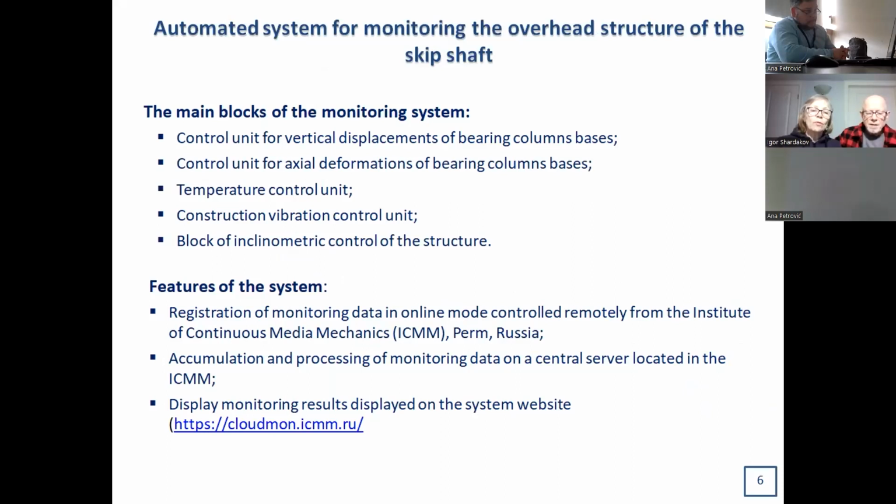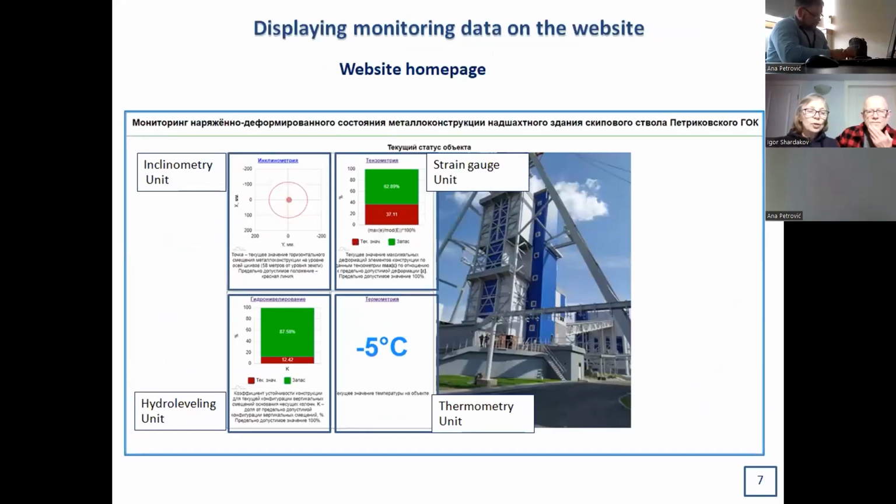Accumulation and processing of monitoring data are performed on the central server located in Perm. Monitoring results are presented on website. Authorized persons have an access to this site, and they can assess the current situation and then make administrative decisions. This slide shows the title page of our website, where we see the main measuring units. In each unit, the current information is given and compared with the maximum permissible values.